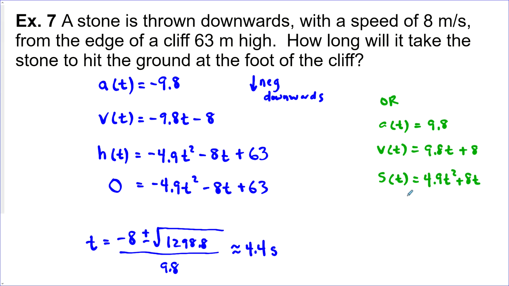So to solve this, we want to know how long it took to travel the 63 meters down to the bottom of the cliff. And we could subtract 63 on both sides, and we would end up with a very similar quadratic as before, just with the signs flipped. But this would yield the same answer as before.